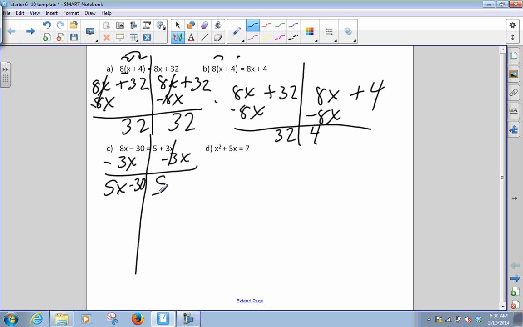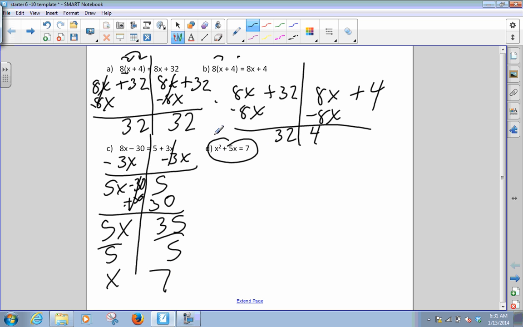I'm going to bring down my 5. So now I've got just one variable, and I got to isolate it. So I'm going to get rid of this minus 30 with a plus 30, which is going to cancel. If I add 30 over here, I got to add 30 over here. It's going to leave me with 35, and then 5x over here. I've got to undo this multiplication, since the 5 is sitting next to the x. To get rid of that multiplication, I'm going to divide. So I've got x is equal to 7. And this x squared, we don't know how to solve that yet. This is something you're going to see sometime soon, but not quite yet.